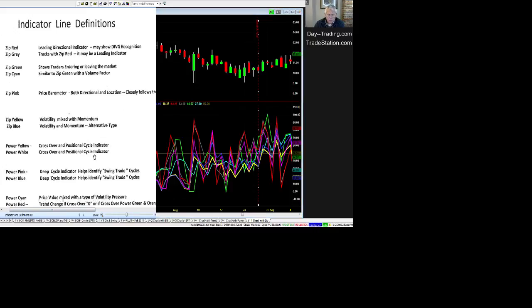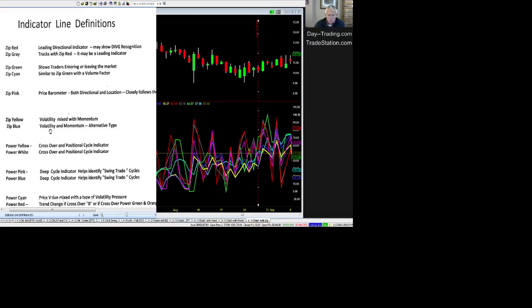But also we have, as I mentioned, zip pink. Zip pink is a price barometer. It's both directional and locational. It closely follows the price. If the pink is down near 0, the price is going to go up. If the pink is up high near 100, the price is going to go down.